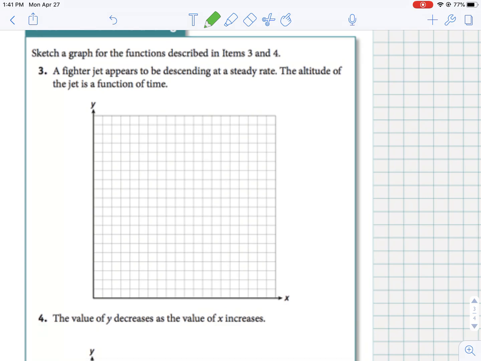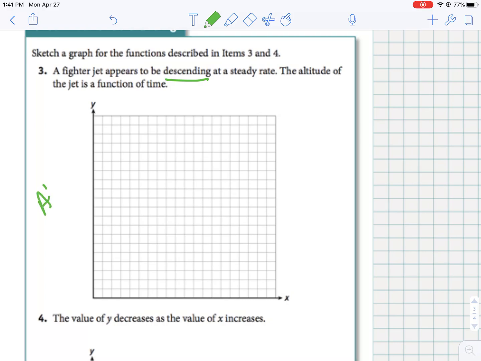It says sketch a graph for the functions described in 3 and 4. It says a fighter jet appears to be descending at a steady rate. So descend means to go down. So when you're on a plane, it's landing at a steady rate. Obviously, if you were on an airplane, you wouldn't want it to speed up as it was descending or going down.